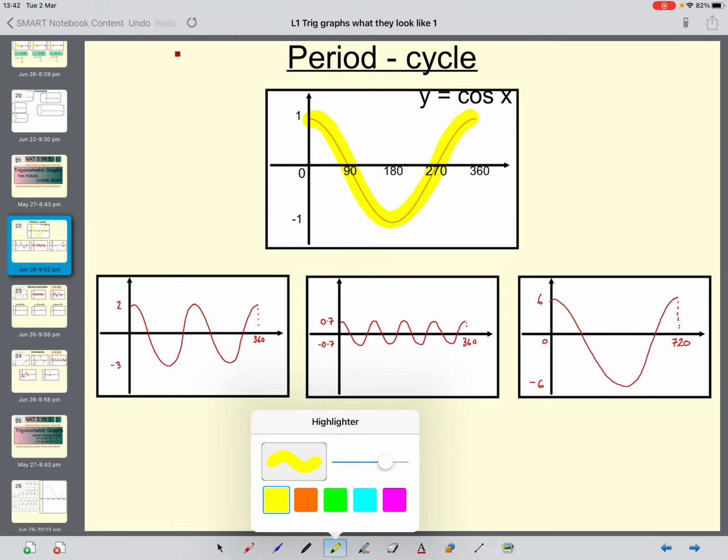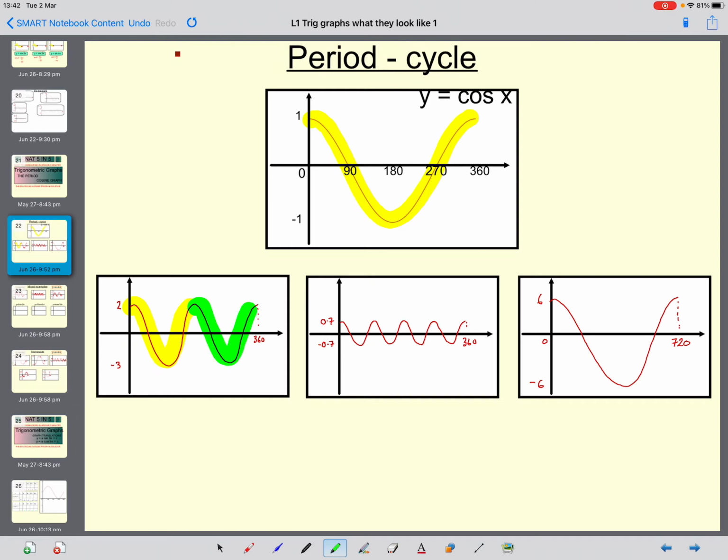In this first one, you can see that you've got one cos graph, and then another cos graph within that period of 360. I made a mistake here, sorry guys. It should go up to 2 and down to -2, so the amplitude is 2. So what is this graph going to be? It's going to be y equals 2 cos 2x, because there's two cos graphs within that period of 360.